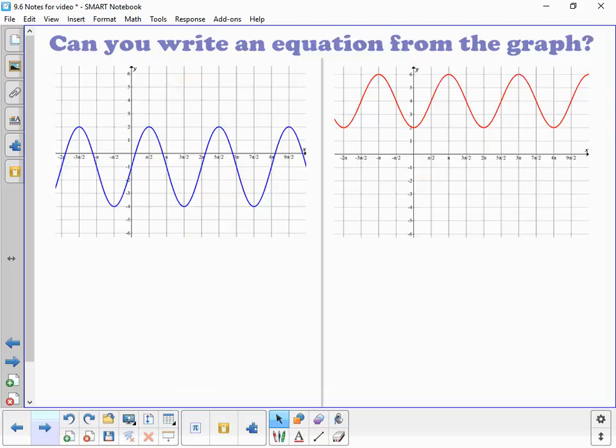Can you write an equation from the graph? So if you can see the graph of the function, can you work backwards and tell me what that function was? So this first one we're going to work on is the blue one, and then we'll try the red one. If you're writing the equation of a trig function, the first thing you need to do, please do this, is sketch in the midline.